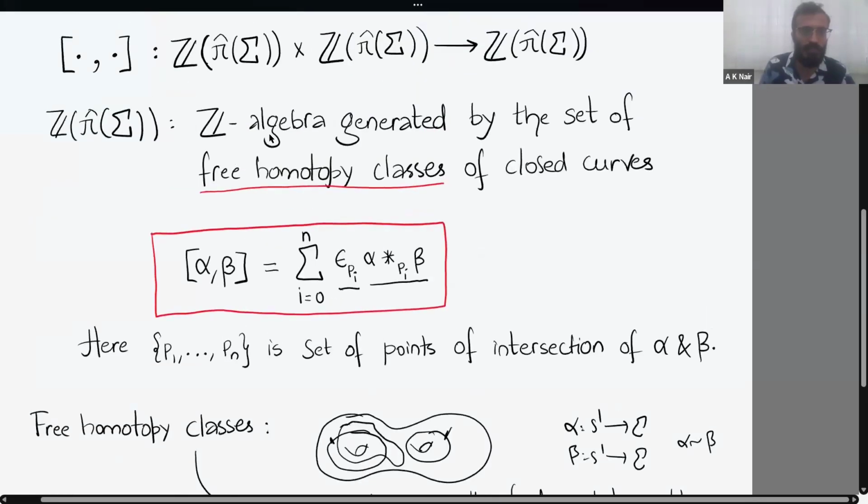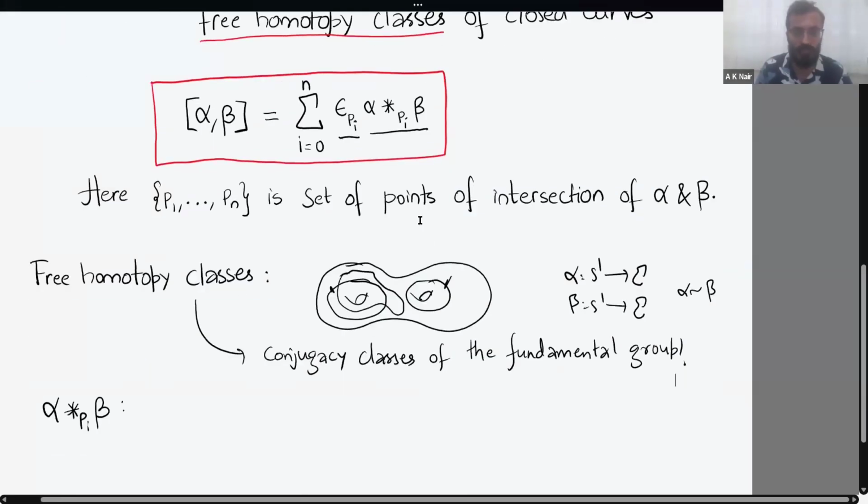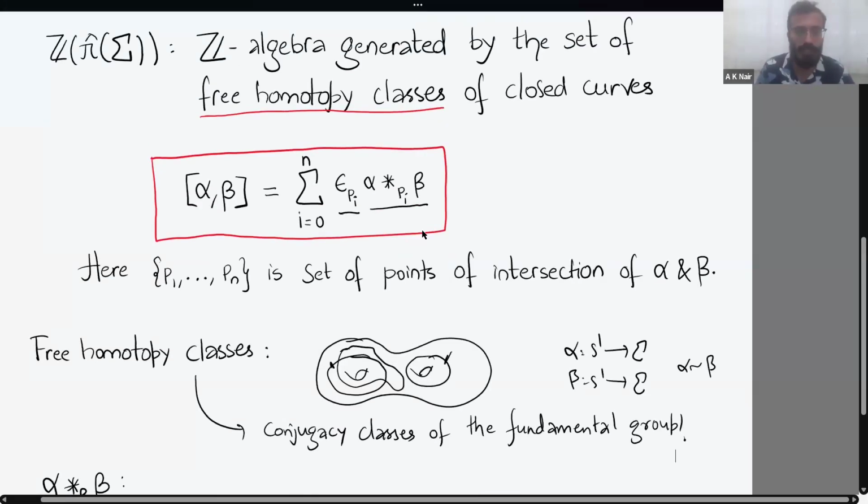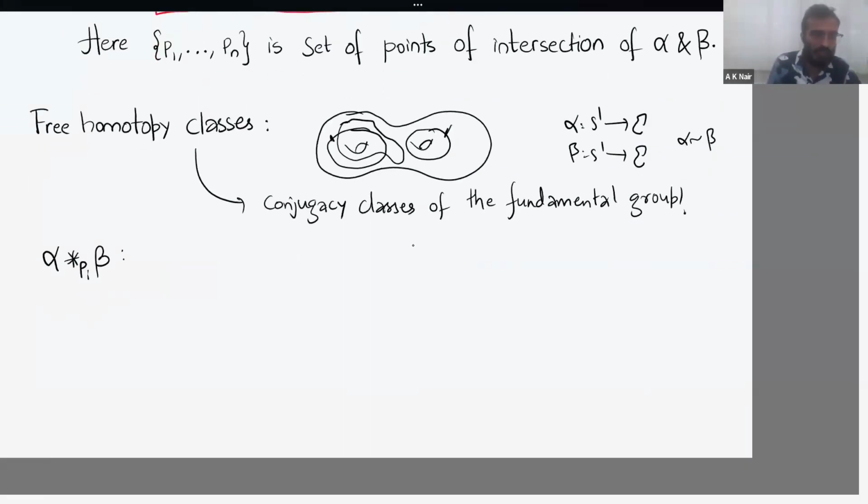And what is a Z algebra generated by a set of free homotopy classes? You just take the linear combinations, formal sums, with this set of closed curves, the set of free homotopy classes, as a basis. And the next part is this.